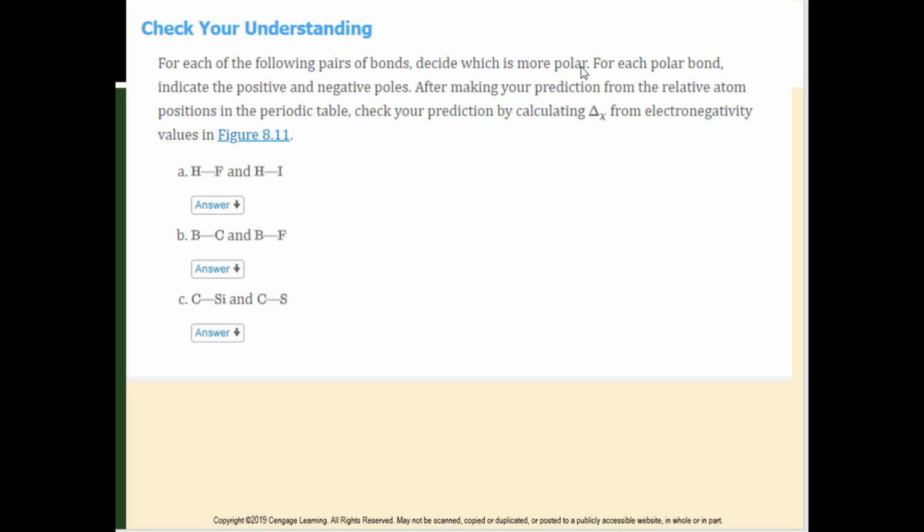Here's another couple to decide which one is more polar, and for each polar bond, indicate the positive and negative poles.